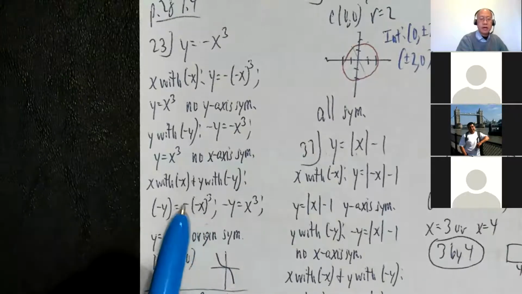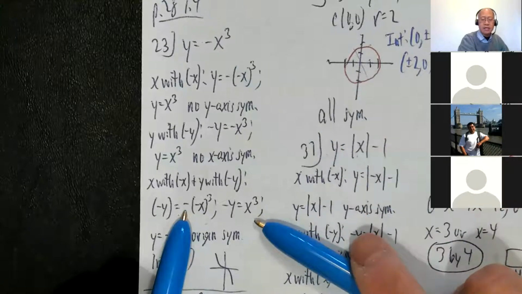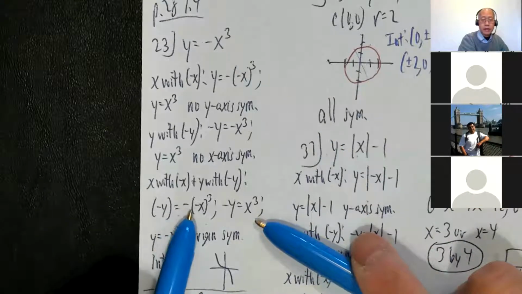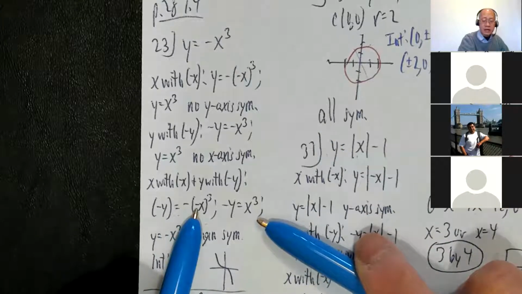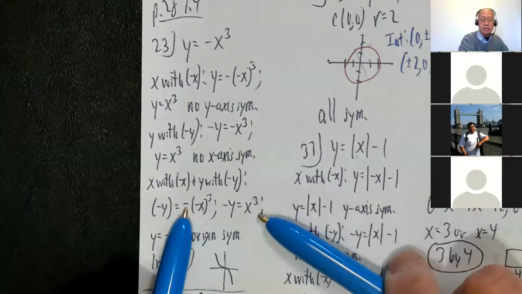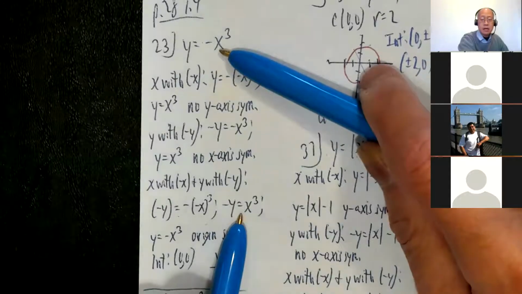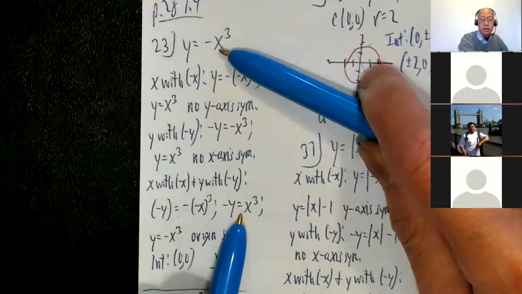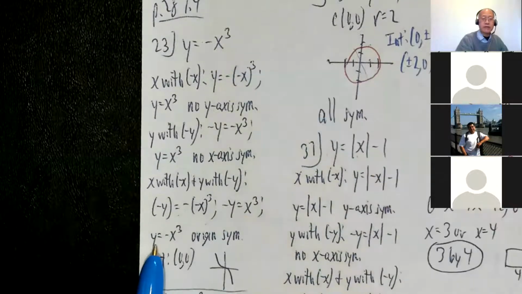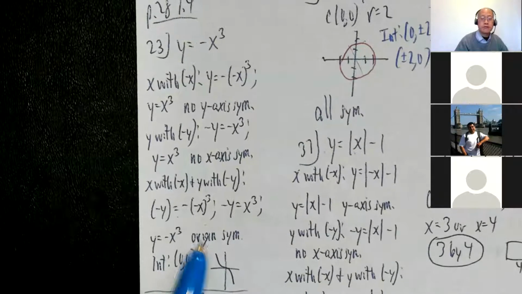Okay, so that's negative y. And the right-hand side, well, we already worked it out over here. That's going to end up being x cubed, right? Negative x times negative x times negative x is negative x cubed, but the negative in front of the whole thing makes it x cubed. I claim that is equivalent to this, because if you multiply both sides by negative 1, you do get the original back, y equals negative x cubed. So that tells me that we have origin symmetry in the final analysis.